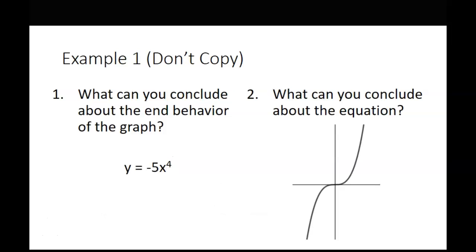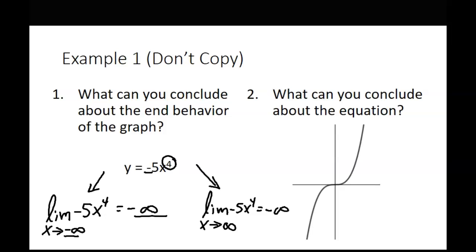All right, I'll leave that up there in case you're still writing. What can you conclude about the equation here? In this case, we're not going to write limit notation or anything. Instead, I just want to know, what can you know about the equation? In other words, what do we know about the coefficient? And what do we know about the exponent? So notice it goes up on the right and down on the left. Now look at your chart. Which one goes up on the right, down on the left? And what does that therefore tell us about the coefficient and exponent of this function?